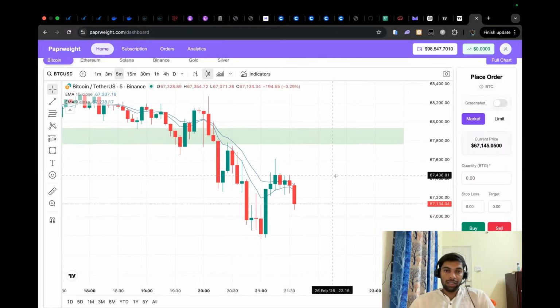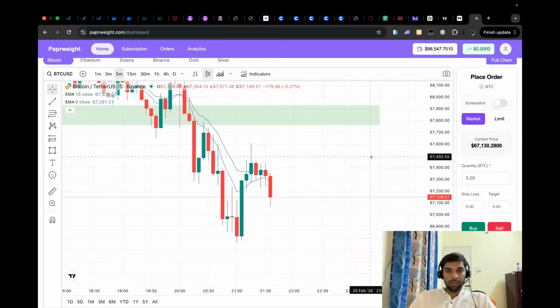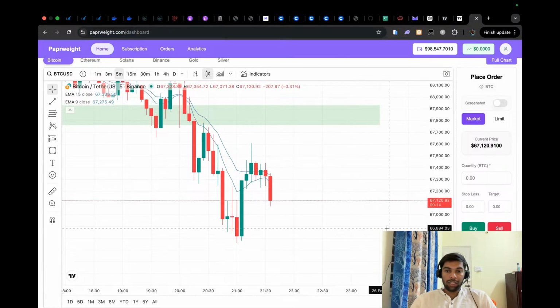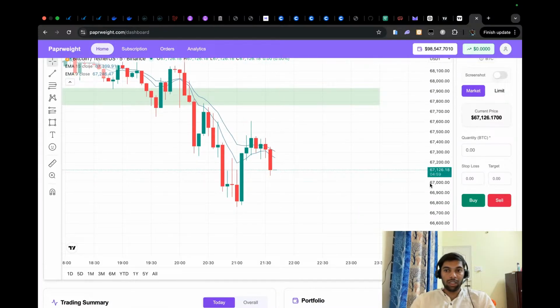Now let's see. So this is a perfect setup for the selling side in Bitcoin. Just waiting to see how this candle will close. So we will punch the order on the next trade in the downward direction. It's good that we found the trade as soon as we came live. I think this is the trade that can give us some points in the downward direction.